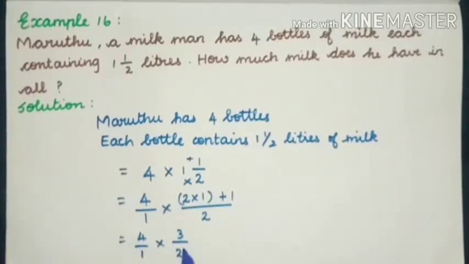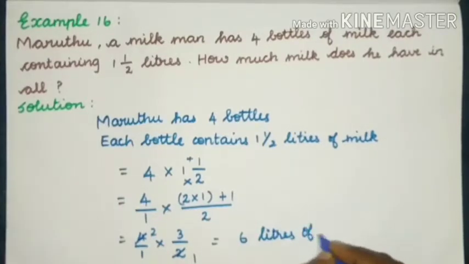You have to cancel the numerator and denominator. 2 ones are 2, 2 twos are 4, 2 threes are 6. So, in 4 bottles, he has 6 liters of milk. Students, is that clear? First you have to multiply the given number, that is 4 bottles into 1.5 liters of milk. We will get the answer as 6 liters of milk.